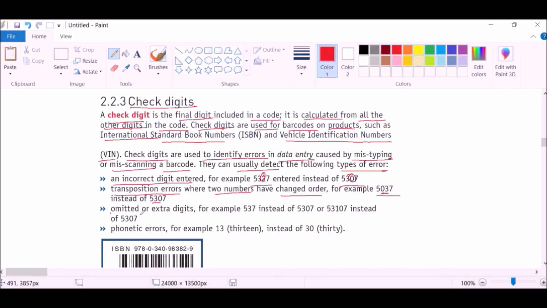Check digits can also be used to identify errors where digits are omitted or extra, for example, 537 instead of 5307. So an omission has been made, or 53107 instead of 5307, an addition or extra digit here has been added. It can also be used to detect phonetic errors. For example, 13 instead of 30.